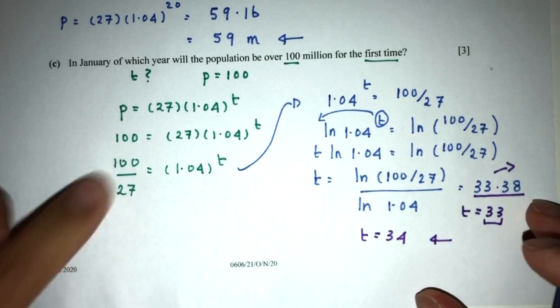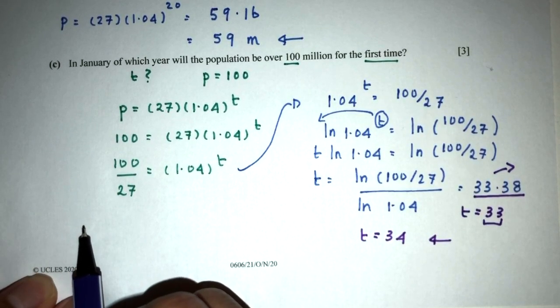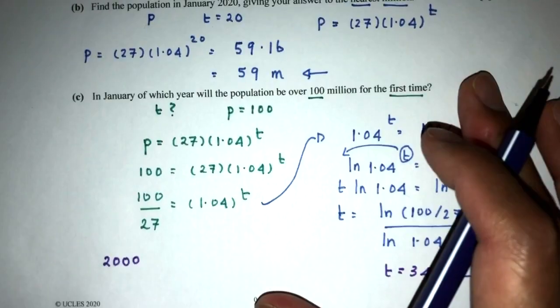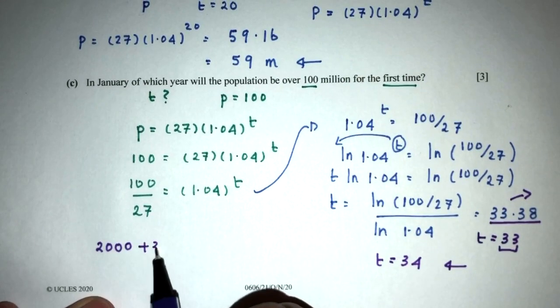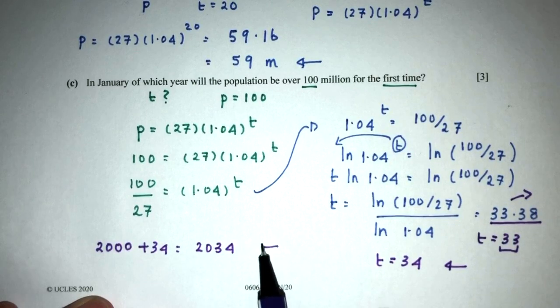Because of that, we can conclude the year will be, which year? That should be 2000, because initially we begin measuring from 2000, plus the time of 34. That will be 2034. For the first time, it will be more than 100 million. That's the idea in this question.